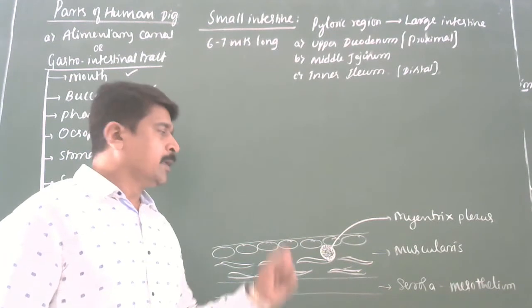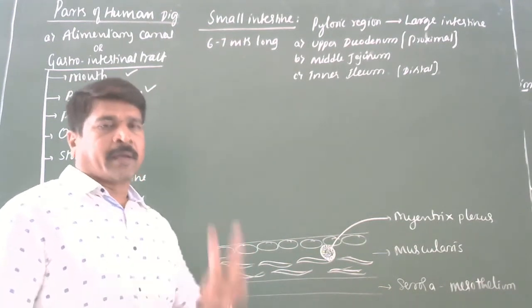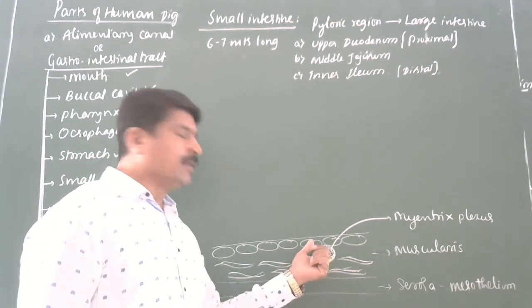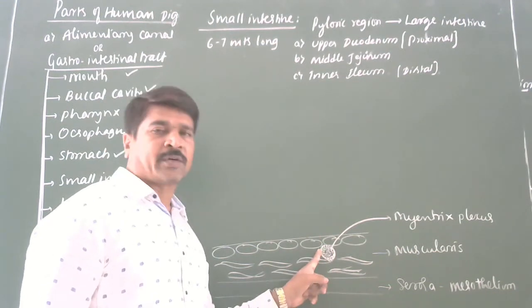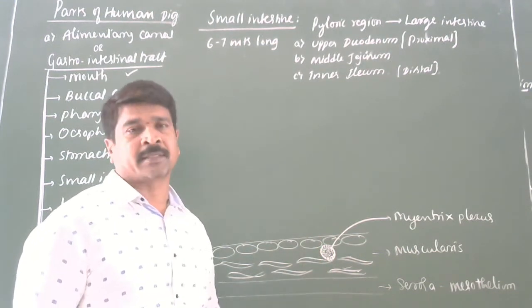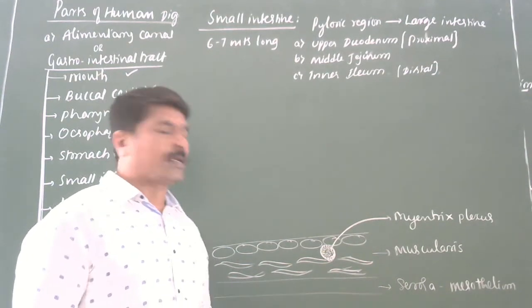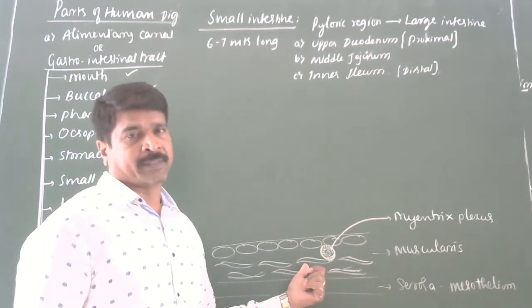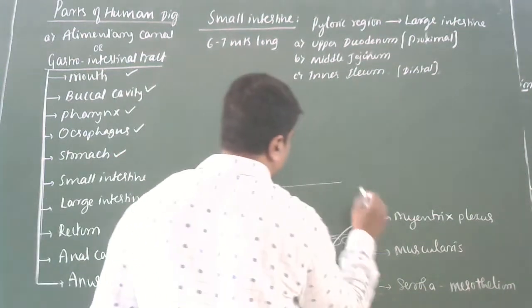Clear? So, muscularis is the second wall layer of the small intestine. It consists of two layers of smooth muscle fibers, outer longitudinal and inner circular muscles. Between these two muscles, there is a network of nerves called myenteric plexus, also called Auerbach's plexus. This myenteric plexus controls the movement of the two layers of smooth muscle fibers.